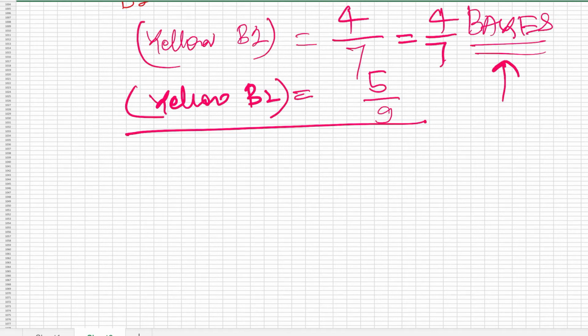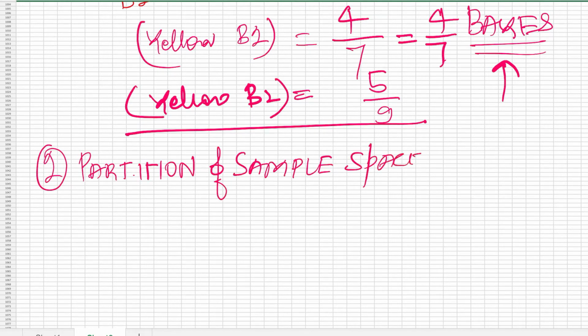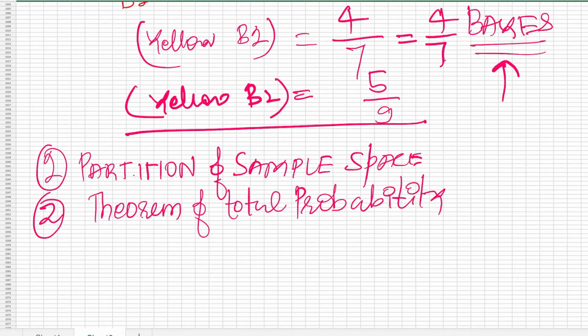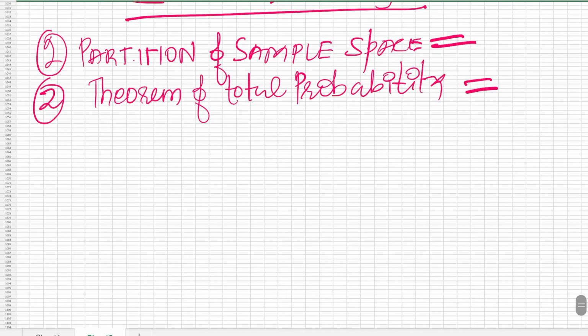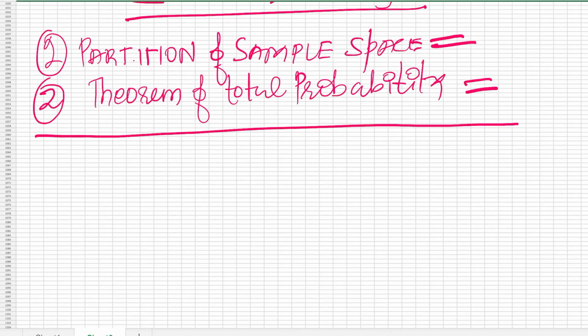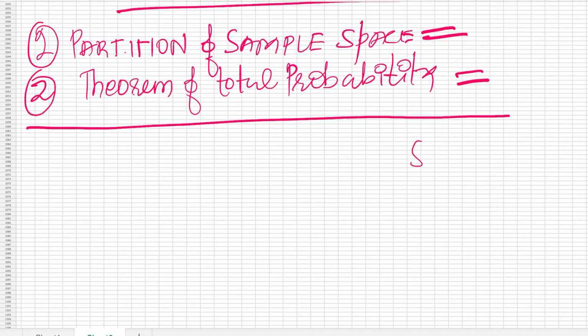Prior to going to Bayes theorem directly, we must have some prerequisites, some understanding of some topics. The first topic is the partition of the sample space, and the second topic is the theorem of total probability. Before jumping into the fundamentals of Bayes theorem, we must have knowledge of these two topics: what a partition of the sample space is, and the theorem of total probability.